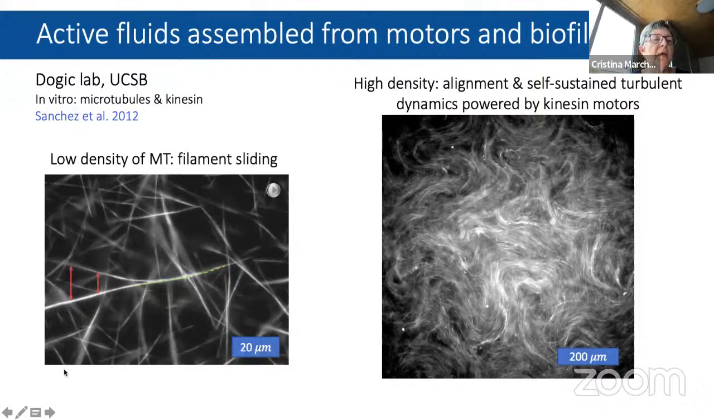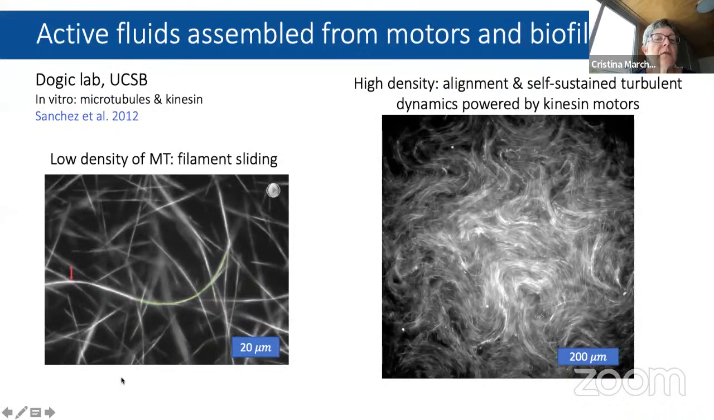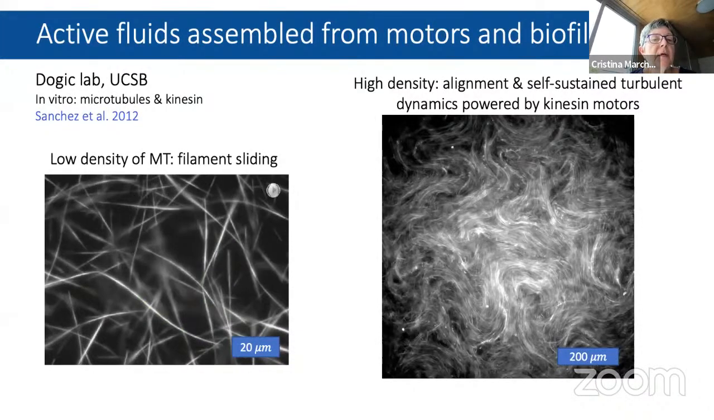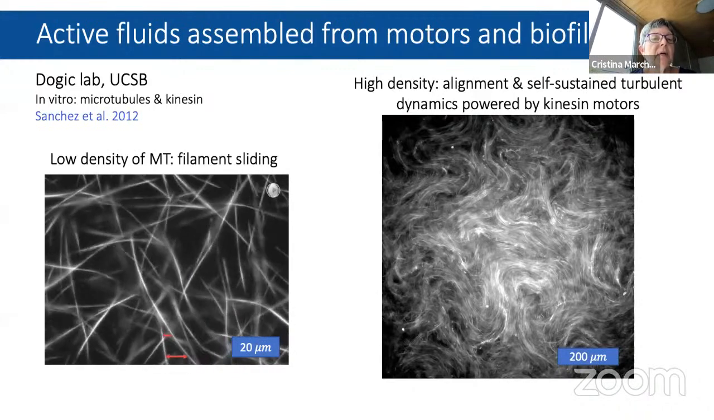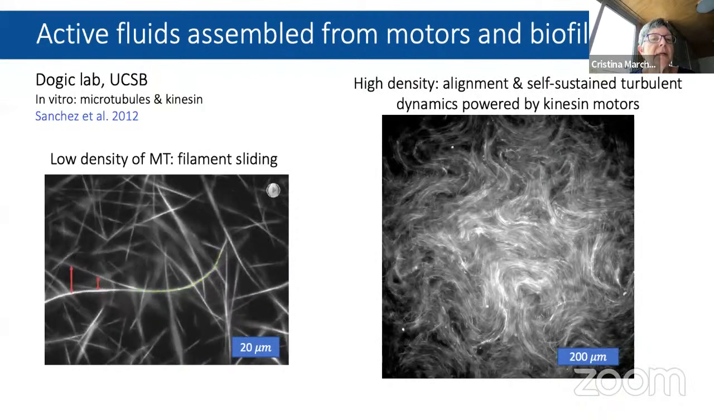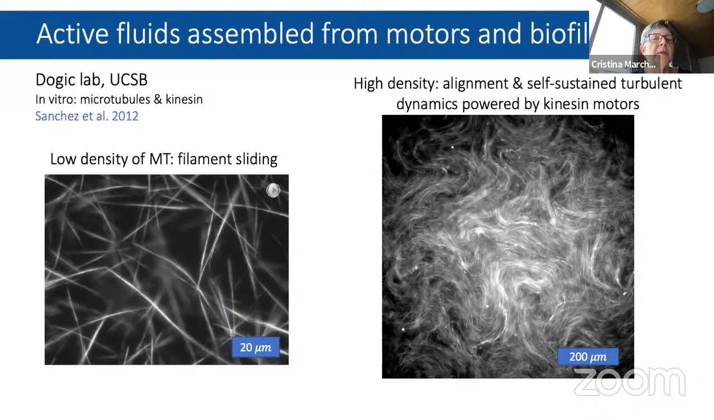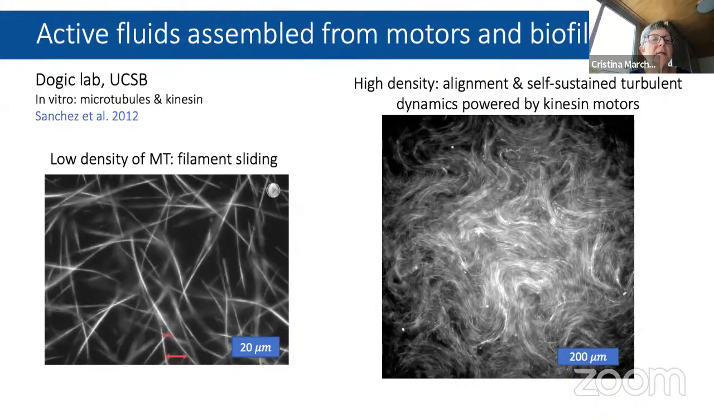And these are always two-dimensional examples, meaning this suspension of microtubules and kinesin is actually sitting at an oil-water interface. When the filament density is low, as you see in this video here, you see bundles of microtubules cross-linked by kinesin, and the kinesin drives the microtubules to move relative to each other, and so the bundles split apart, slide, and the system is continuously reconfigured.